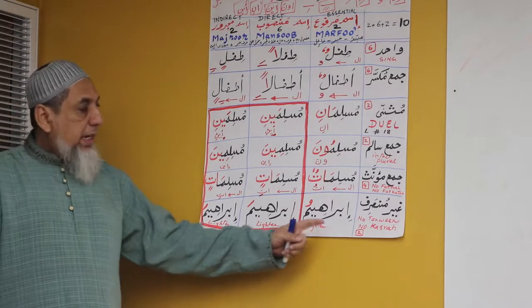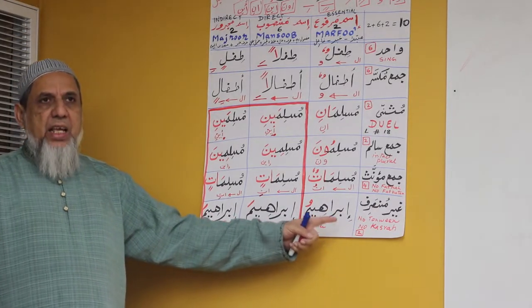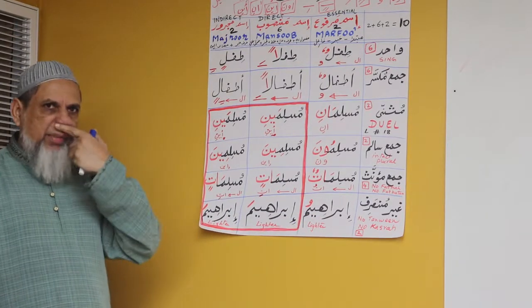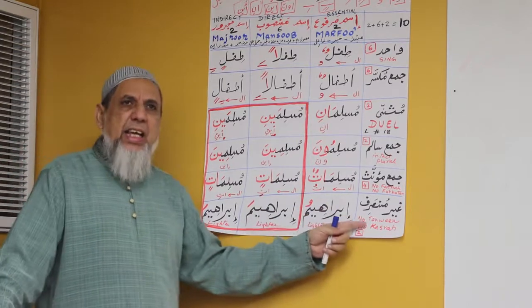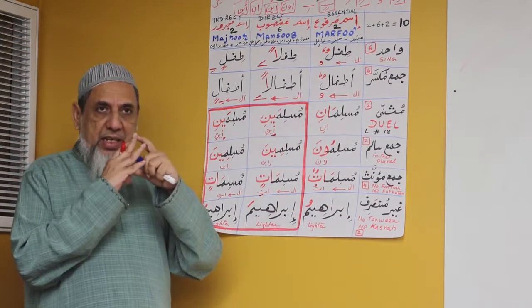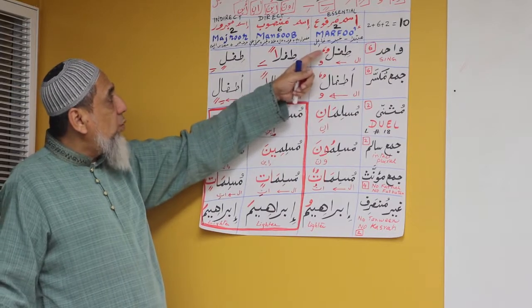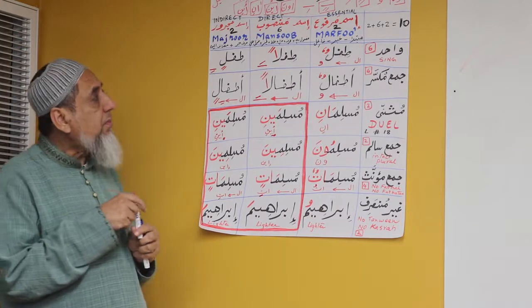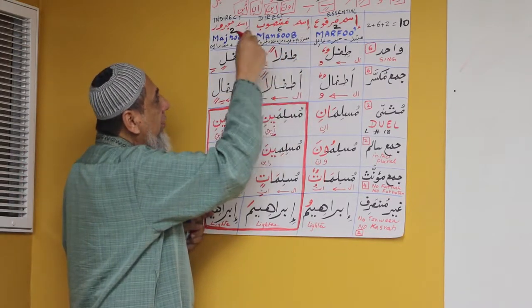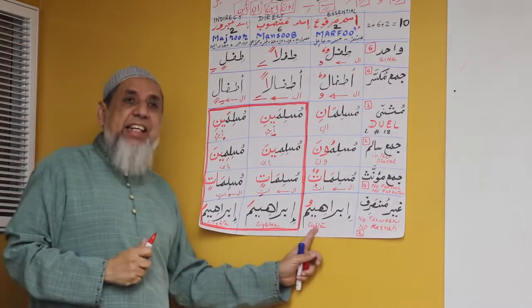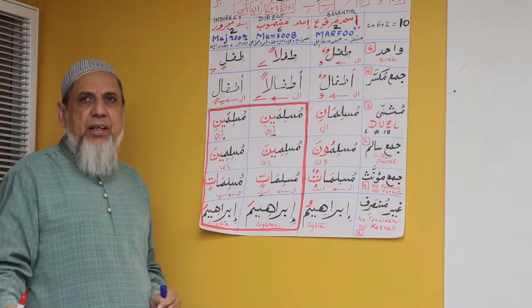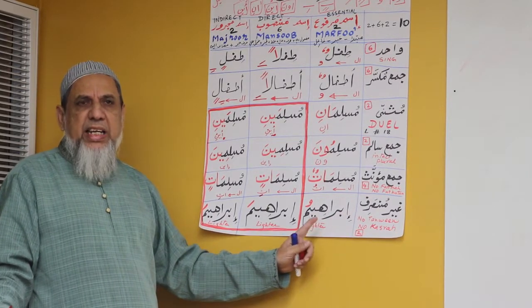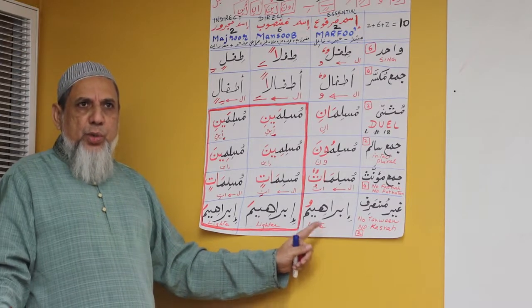Now, ismun ghayru munsarif. If it is a foreign noun or some other nouns of Arabic also, they do not bear these 2 dammatan. They do not bear fathatan, kasratan and dammatan. They are lighter. They are always lighter. They are called ghayru munsarif. For example, Ibrahim is a foreign name. It came from Hebrew to Arabic.